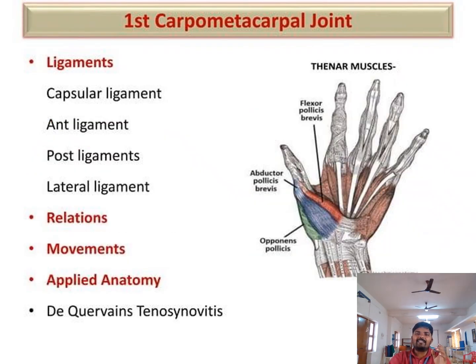Then there are many ligaments surrounding this joint. What are the ligaments surrounding this joint? First is the capsular ligament, which stabilizes the joint in all directions. Then the anterior ligament, the posterior ligament, and the lateral ligament. These four ligaments are present in the first carpometacarpal joint. Then relations, movements, and applied anatomy. The common applied anatomy in this condition is de Quervain's tenosynovitis.